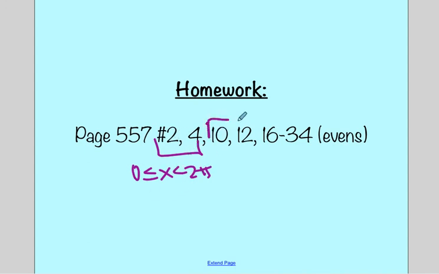10 and 12, they're just typing it. I want you just to practice typing it in your calculator. Just make sure your mode is in radians. And then these should be fine.